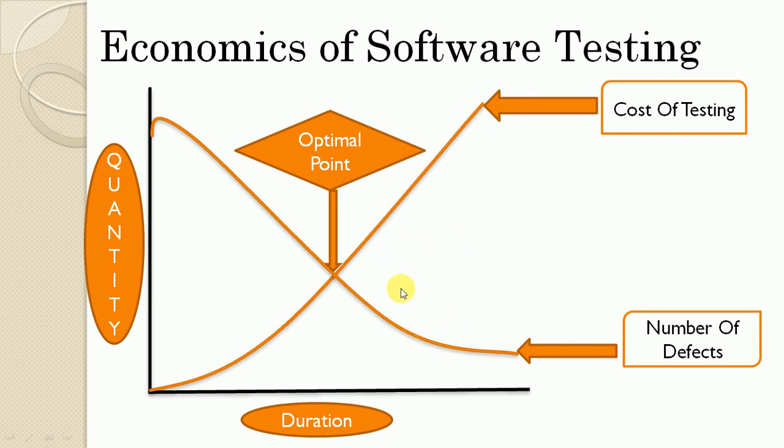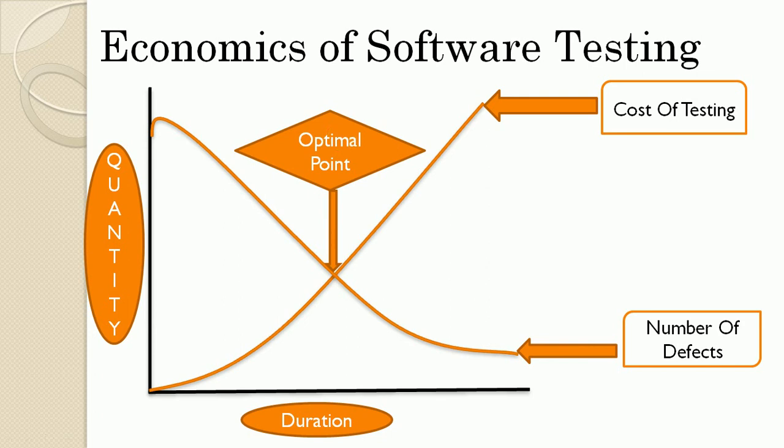So here we have seen that the number of defects gets decreased as per the duration, due to the multiple rounds of testing conducted, or subsequent defect fixing. But at the same time, the cost of testing, that is nothing but efforts, gets increased. So what we need to do is identify this balancing point, and at this balancing point we can stop the entire software testing activity.